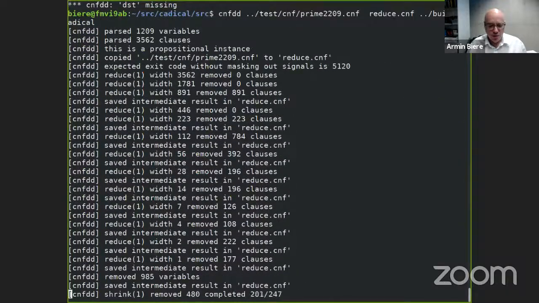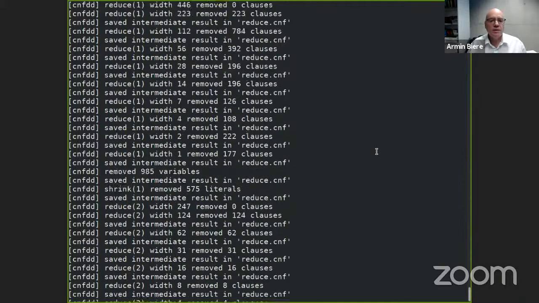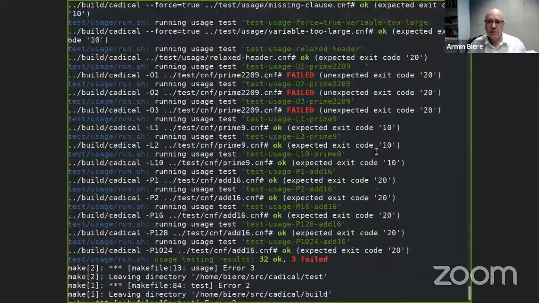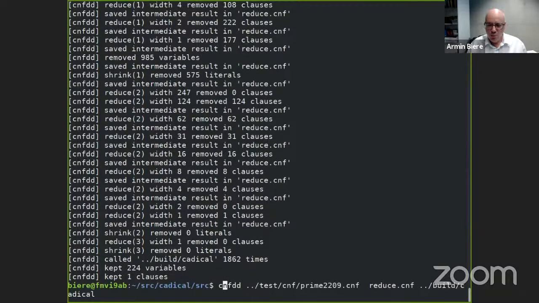And then we get a small CNF out of it. Okay, sorry, this was not right, because I checked proofs. That's not working this way. So I need to compare it. This is not working this way, because I need to do proofs.